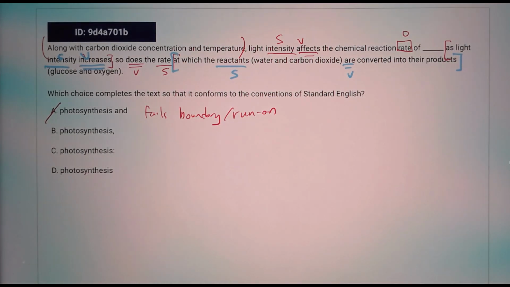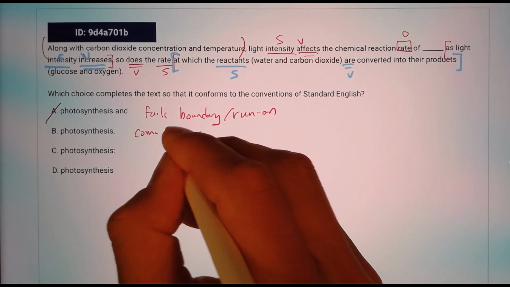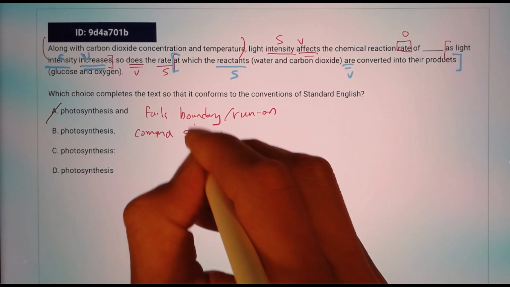Choice B is a comma splice. You put a comma just to separate the two independent clauses. We've seen that enough. It's a comma splice.